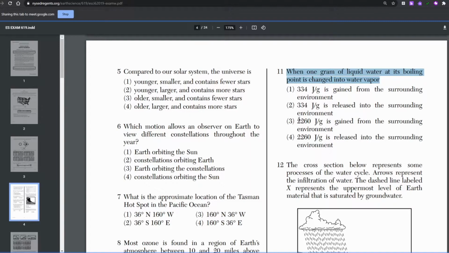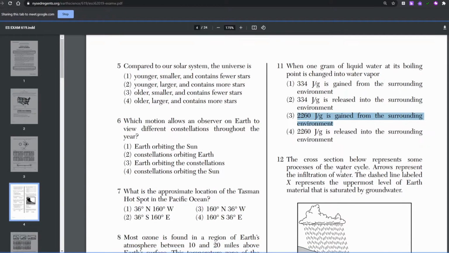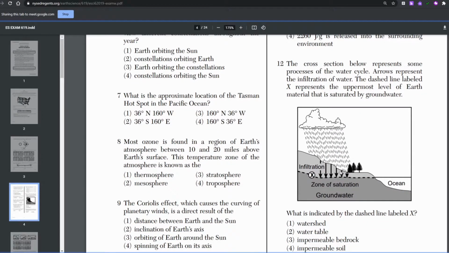So is it 2,260 joules gained or released? Well, if we're boiling the water, it's energy gained because the water has to gain energy somehow. And if we're boiling it on a stove, well, it's gaining it through the fire that's beneath it. Very good. 12.